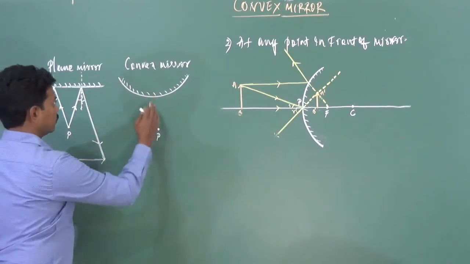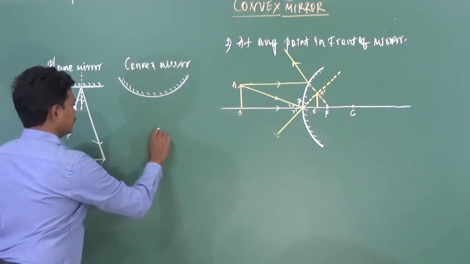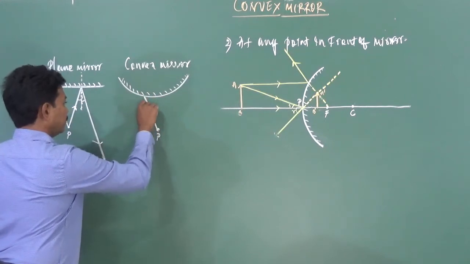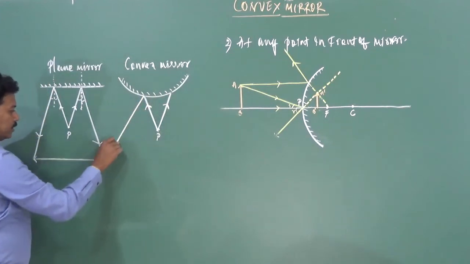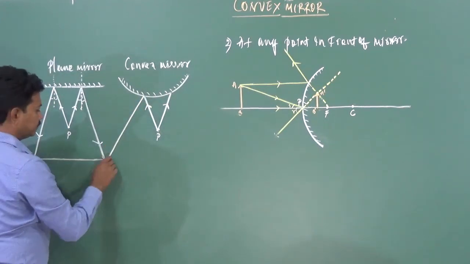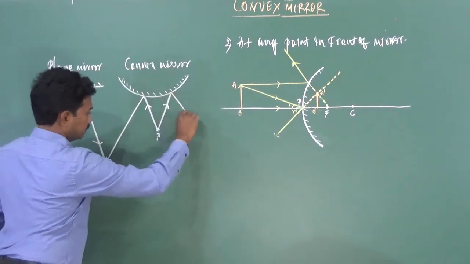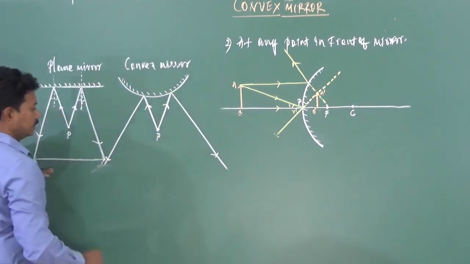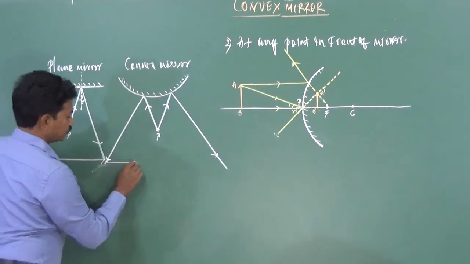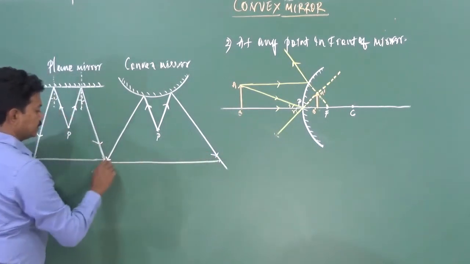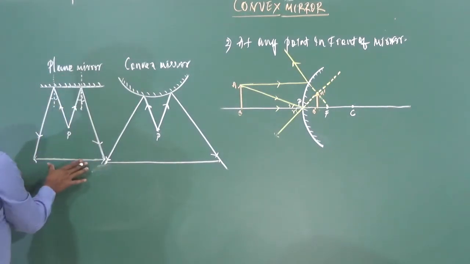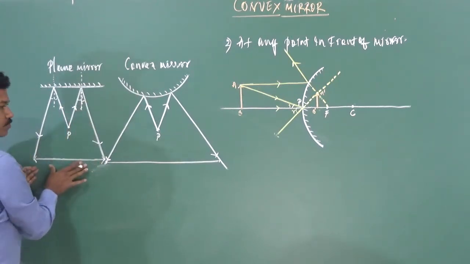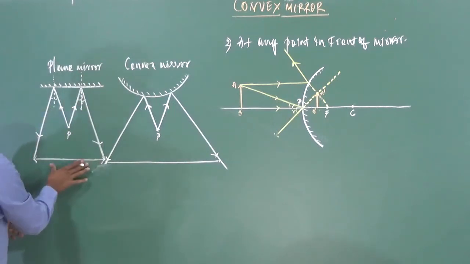Now let us go to the convex mirror. At this point, two light rays are made to fall on this mirror from the source. After reflection, the light rays travel in this direction, and here it gets reflected and travels in this direction. When we take the distance between these two points, we can easily analyze. In the case of the plane mirror, the distance between the reflected light rays is very small.